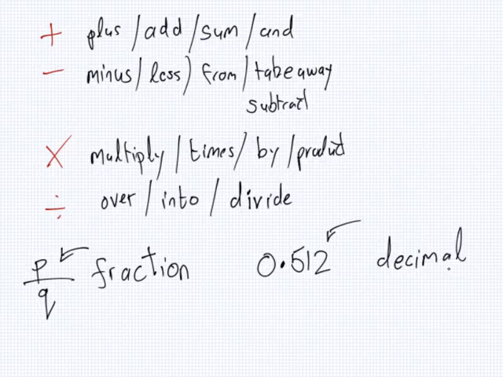Decimal. No? Right, well, what's this one called? Percent. Very good, right. And what's this one called? 2 to 3. Ratio, yeah. Very good. Yes, 2 to 3.